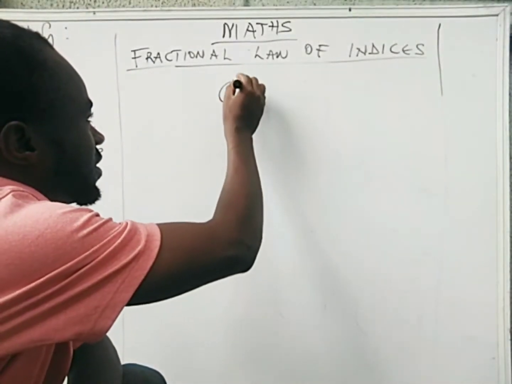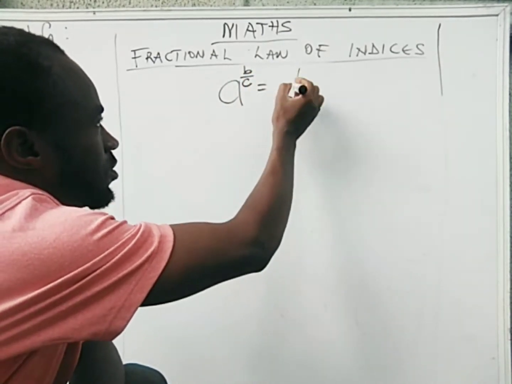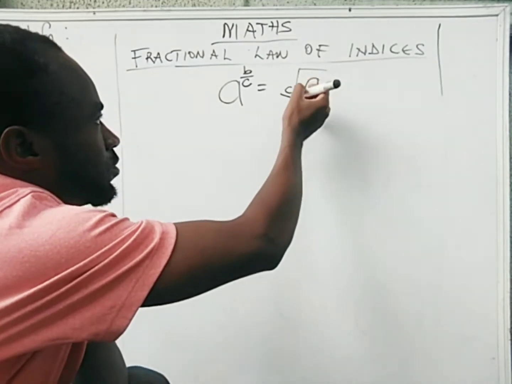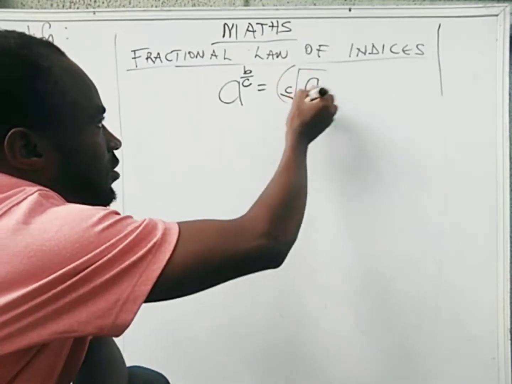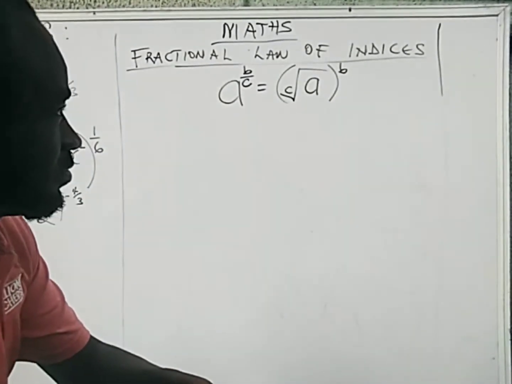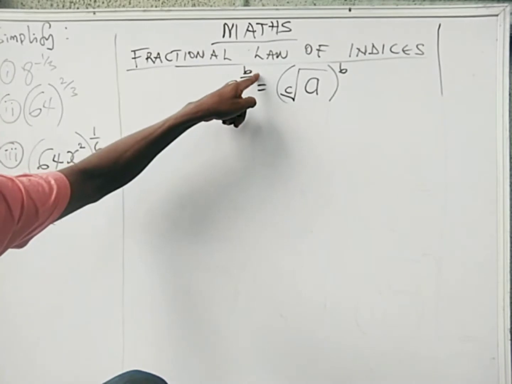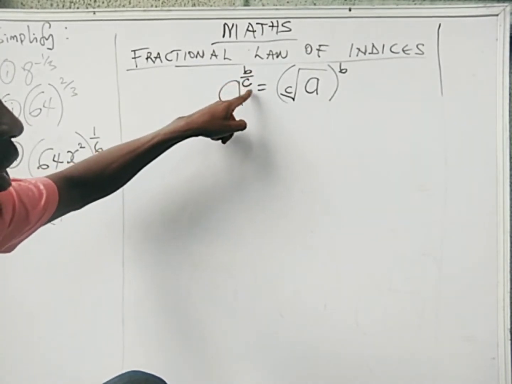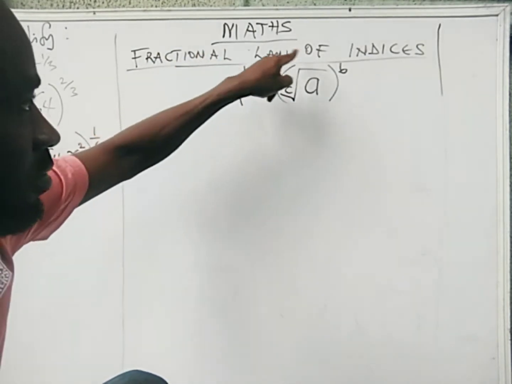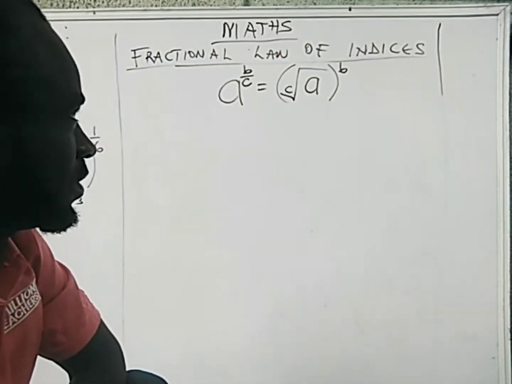So the fractional law says a raised to the power of b over c is equal to the c root of a, all raised to the power of b. Remember that we say that the denominator of the fraction of the power becomes the root, and then the numerator, which is b, becomes the power of the base. So that is our law.